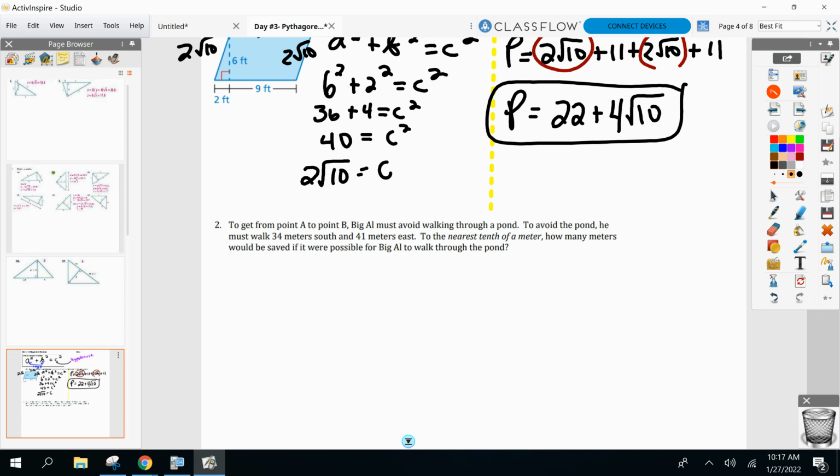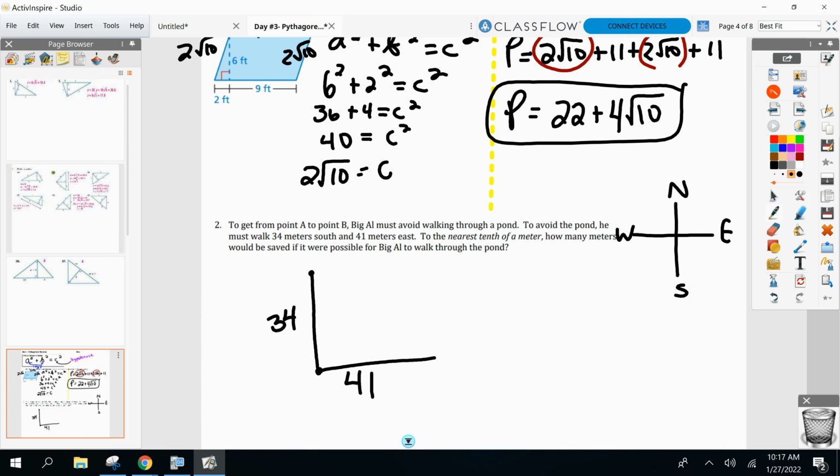He doesn't want to walk through the pond. That's a good idea. So to avoid the pond, he's going to walk, let's see, 34 meters south, 41 meters east. Do I need to put the compass up here? We know our directions, right? So to avoid it, he's going to go, ready? 34 meters south, down. And 41 meters to the east, right or left here? Right, and that'll be 41. And connecting those is your pond, right? There's your pond. Good.